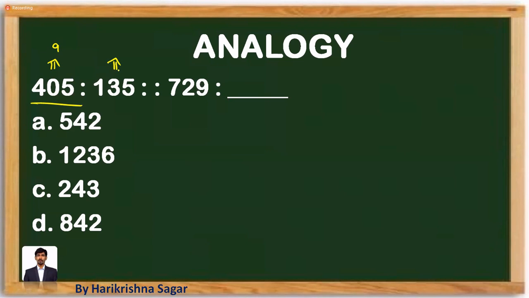Look at the second number, 135. What is 1 plus 3 plus 5? That gives a result equal to 9. 1 plus 3 is 4, 4 plus 5 is 9.